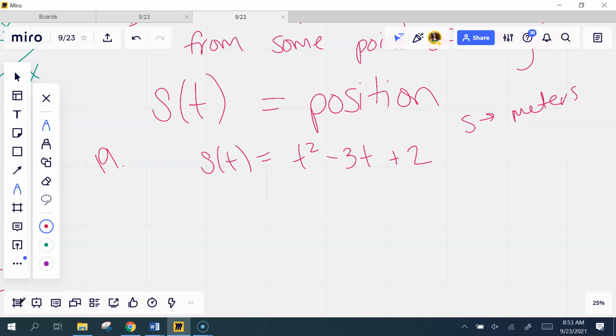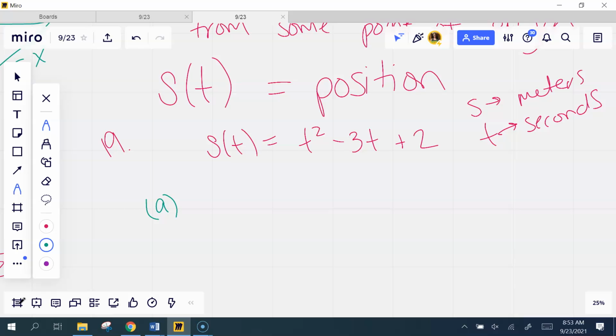Yeah, come here and do particle motion with us. S is in meters and T is in seconds for this particular problem, number 9. And so the first thing it says is find the displacement.